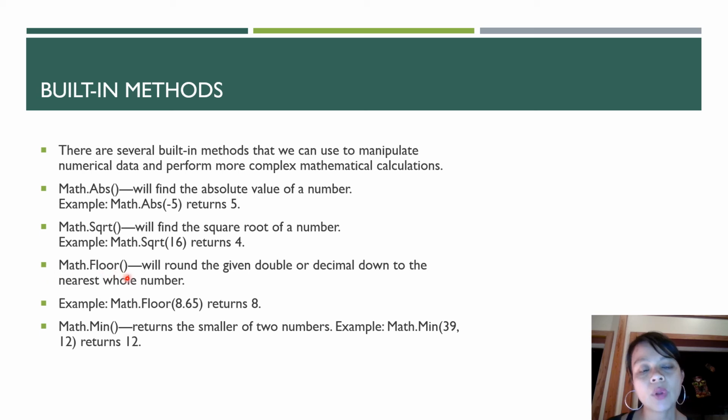And Math.Floor will round the given number or decimal down to the nearest whole number. So if you have, for example, 8.65, it will return 8. And Math.Min returns the smaller of 2 values. So Math.Min, if you have 2 values, 39 and 12, it's going to return 12, the smaller value.